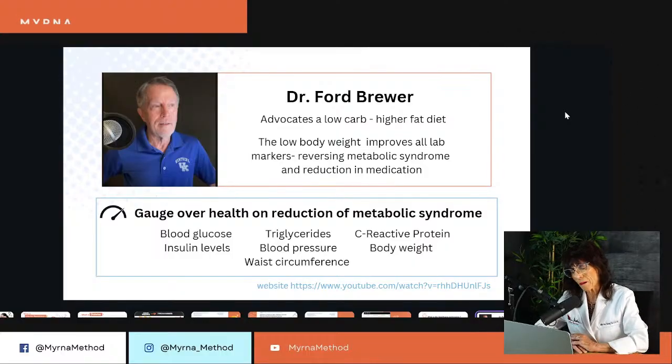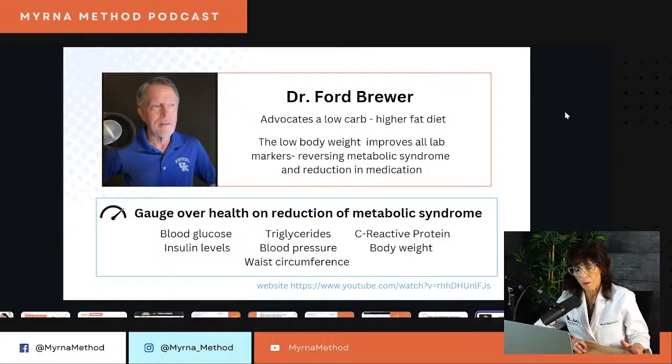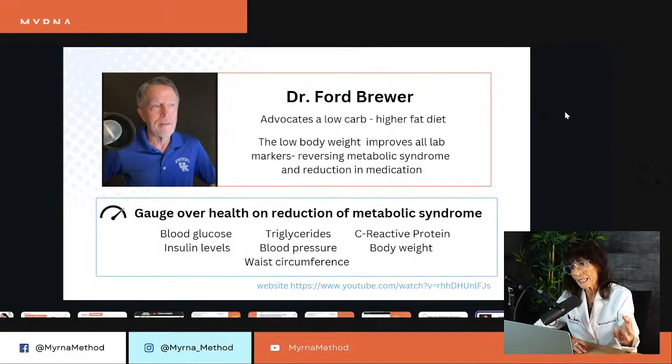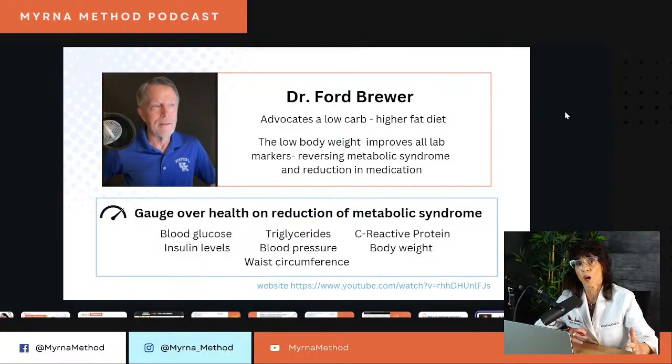And what they talk about as the gauge of health is the reduction of metabolic syndrome. And what is metabolic syndrome? Elevated glucose levels, triglycerides, elevated insulin levels. So triglycerides, I'm not going to talk about them a lot in this video, but yeah, eating an excessive amount of food is going to increase your triglycerides. Just eating too doggone much. Okay, so the wrong diet, processed foods, even on a low-fat diet, you're going to increase the triglycerides.